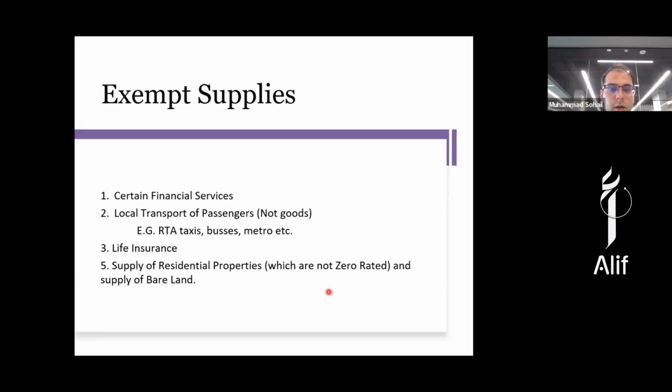Life insurance. Supply of residential properties which are not zero-rated, and supply of bare land, which means empty plots of land. Supply of residential properties: I told you earlier that the first supply within 3 years of completion is zero-rated. However, subsequent supplies, and those supplies which are done after 3 years, are exempt.